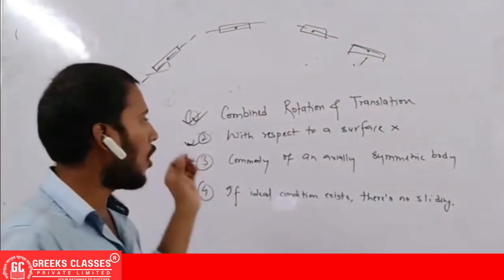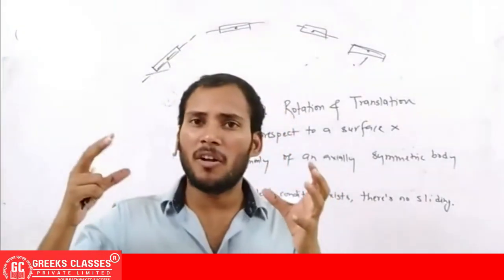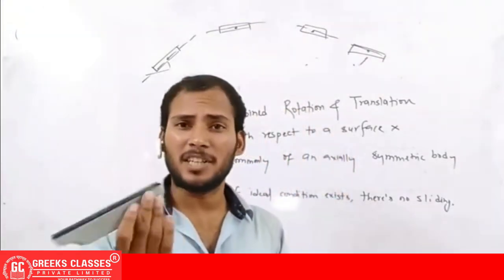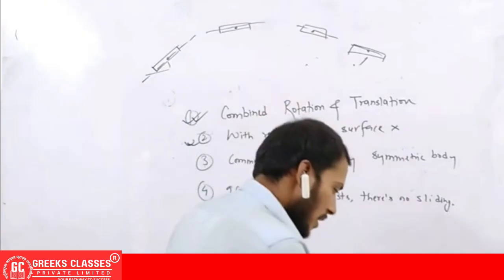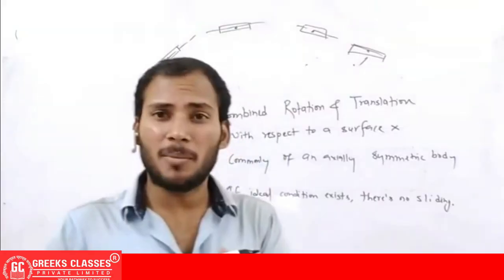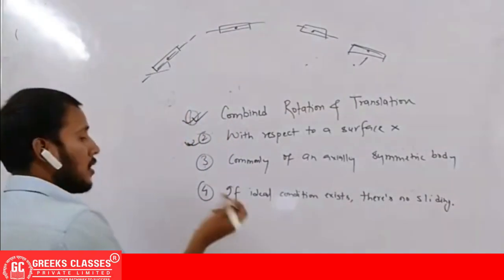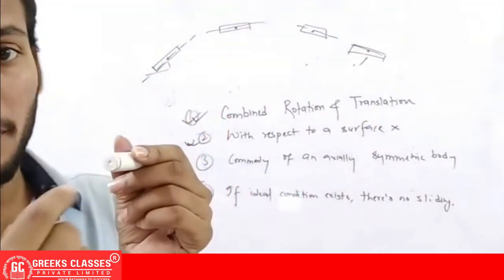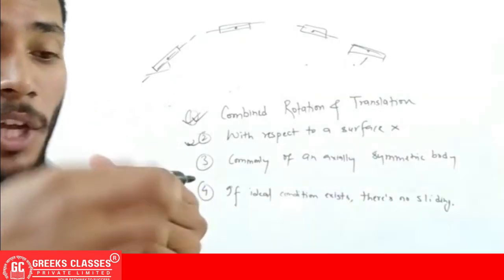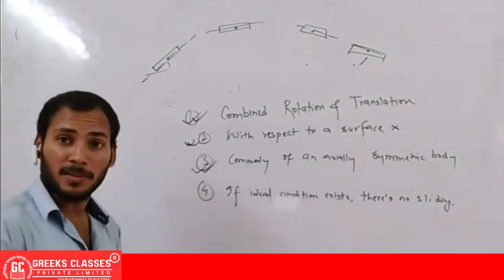Now look at the third condition, commonly of an axially symmetric body. This is not a condition that there should always be an axially symmetric body for rolling, but commonly defining rolling in terms of other kinds of objects is kind of meaningless. We do not study rolling in terms of axially non-symmetric bodies. Normally it is a spherical body, cylindrical body, or conical body, which are axially symmetric. So look at this marker. The axis of this marker is perpendicular to the plane, and about this axis, the whole marker is symmetric. So the third condition is also satisfied by this marker.